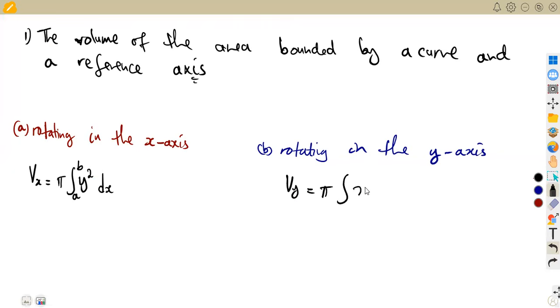Instead of having x, it's going to be x squared. Remember, x represents a function of y, just like this y here is a function of x. So it is going to be the integral with respect to y in this case.